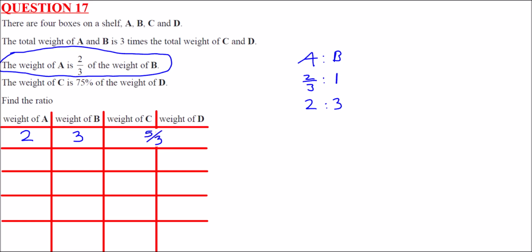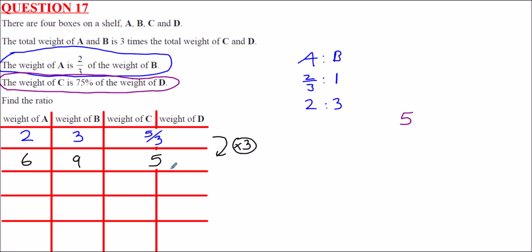Now again, fractions within ratios makes it seem much harder. So how could I get rid of that 5/3? Well, what I could do is multiply all parts of this ratio by 3. I'd then get 2 times 3, 6, 3 times 3, which is 9, and C and D combined is 5. It next says, though, about C and D, that C and D is in the ratio as follows. So C is 75% of the weight of D. So I need to split these 5 bits here.